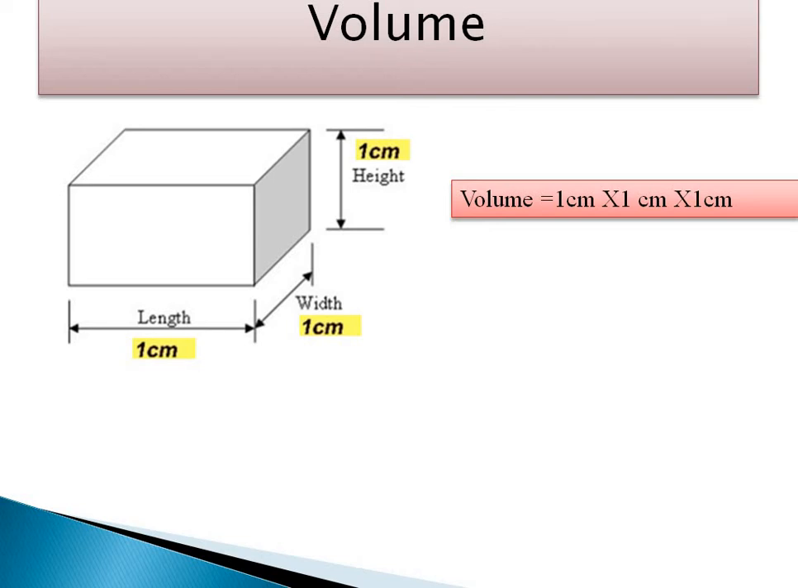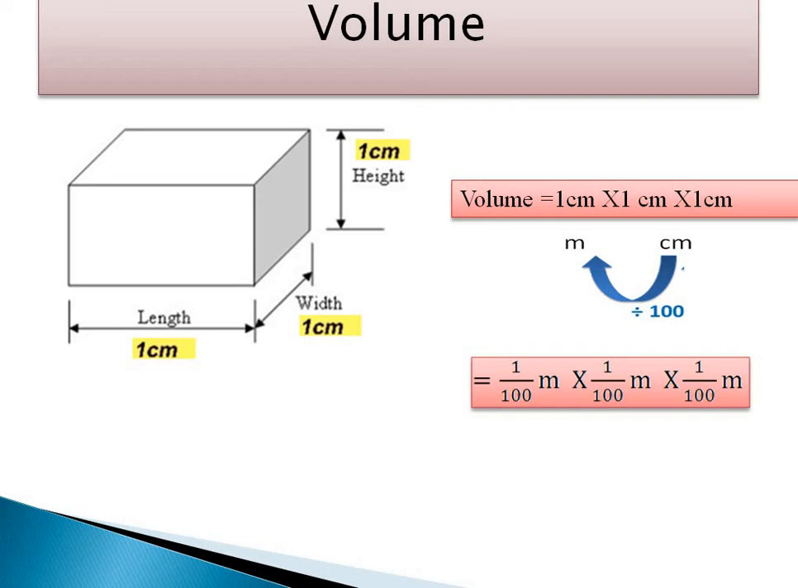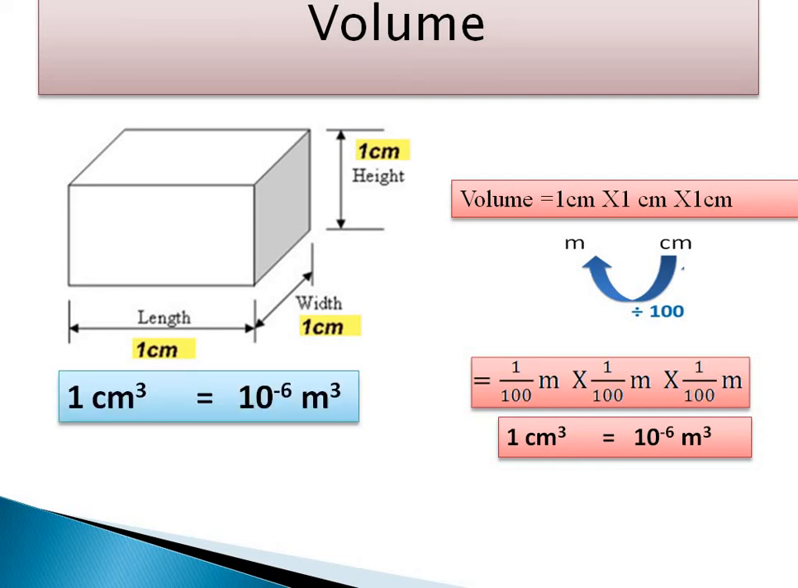For this given figure, if the length is 1 centimeter, width is 1 centimeter and height is 1 centimeter, that is, the given object is a cube, then the volume of the cube can be given as 1 centimeter by 1 centimeter by 1 centimeter. So it is equal to 1 centimeter cube. If you want to calculate it in meters, then centimeter should be divided by 100. So the volume of this cube is 1 by 100 meter into 1 by 100 meter into 1 by 100 meter.